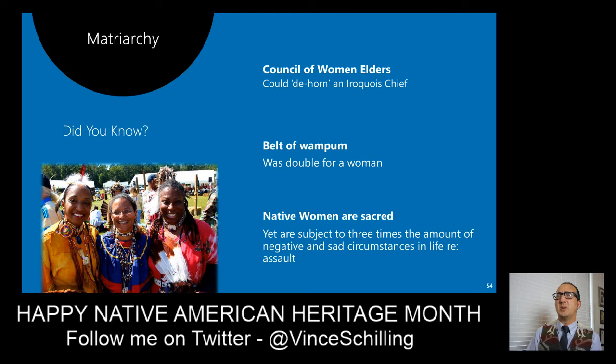Something about a belt of wampum that you should know: in Iroquois nations, during a time of war, if a Native man was killed, the family was given a belt of wampum. If a Native woman was killed, the family was given two belts, because a woman was considered much more valuable because of herself, her sacredness, and the sacred lives that would have come after her.